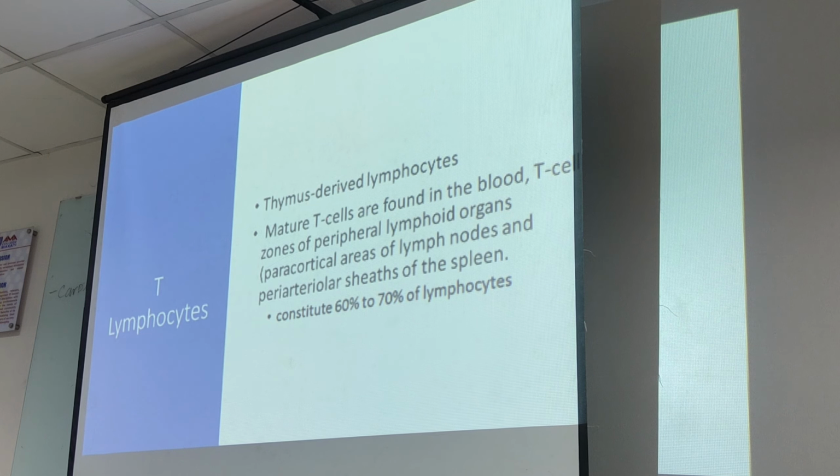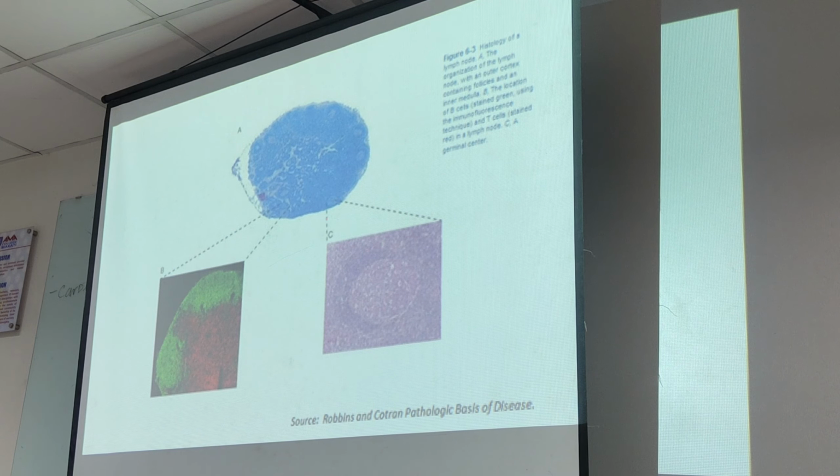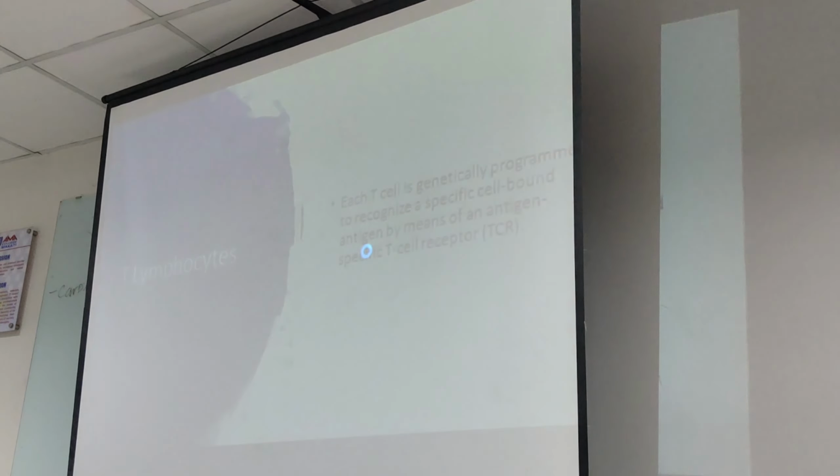T cells are thymus-derived lymphocytes. These are mature T cells that are found in the blood and in the zones of your lymphoid organs. They constitute about 60 to 70% of lymphocytes. So you have this histologic picture of a normal lymphoid tissue. You have this pattern of staining here. The staining pattern is a result of the heterogeneous population of cells in a lymphoid tissue. So you have your germinal center, then a mantle zone, and a peripheral T cell area.